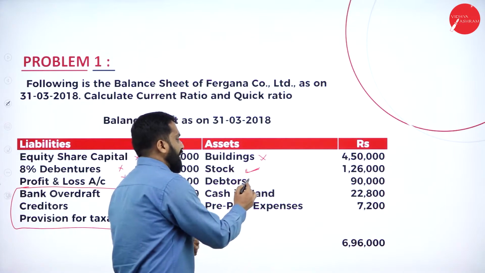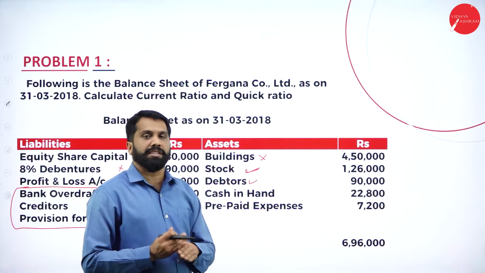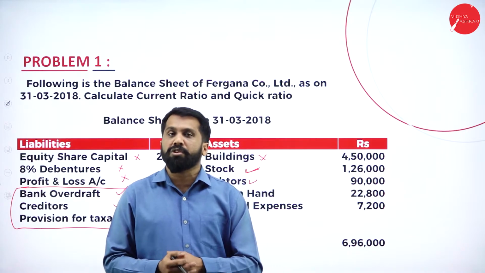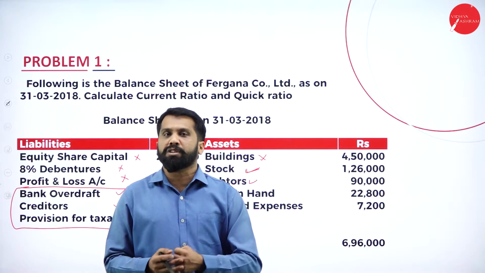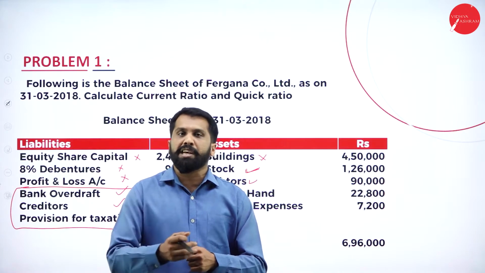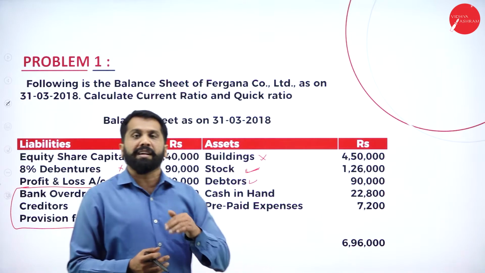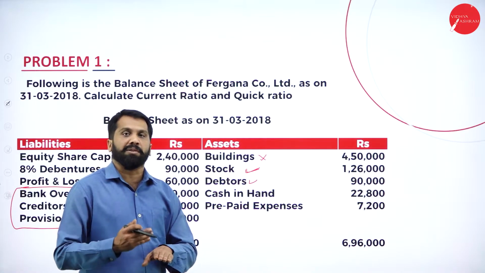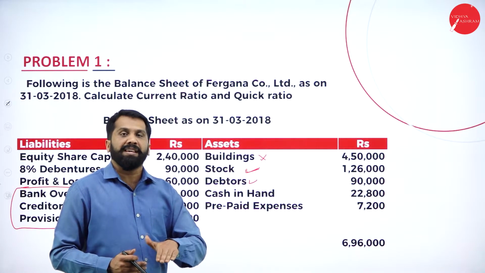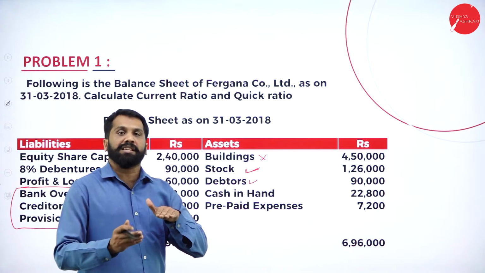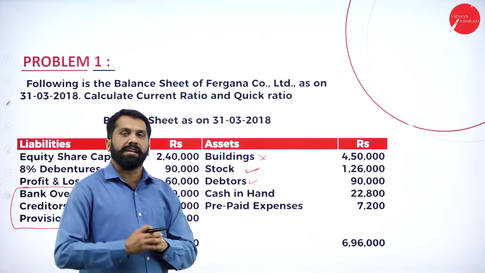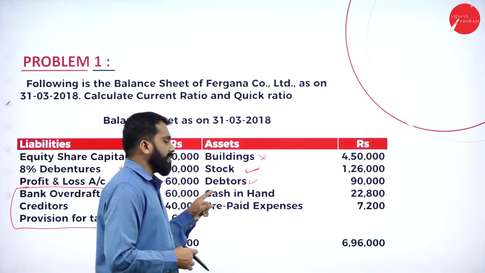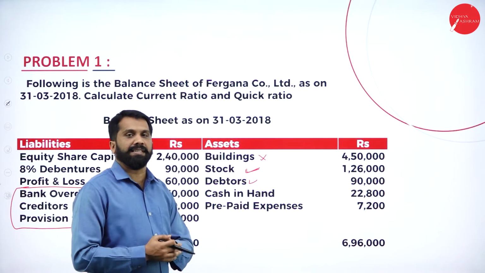Similarly, debtors, it always changes. Debtors means how much you have to receive from your customer. If somebody comes and gives you his balance, your debtors will be reduced. Today you have done some sales on credit, your debtors will be increased. These kinds of changes will happen every day. That's why debtors are called current asset.